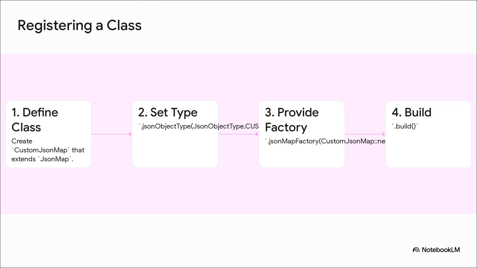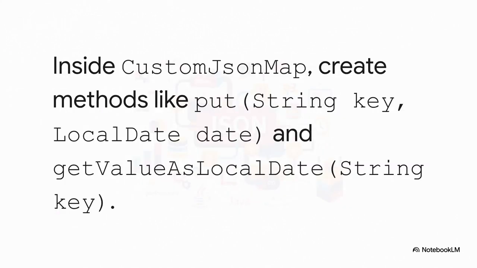And hooking this up is surprisingly easy. You just define your class, tell the builder, hey, I'm using a custom type, and then you literally just hand it the constructor using a method reference. It all just flows together perfectly with the builder pattern we just saw. So, why go through all this trouble? Because now your JSON object is smart. It understands your business logic. Instead of pulling out a string from your JSON and then converting it to a date somewhere else, you build that logic right into the object itself with methods like getValueAsLocalDate. It makes the rest of your code so much cleaner.